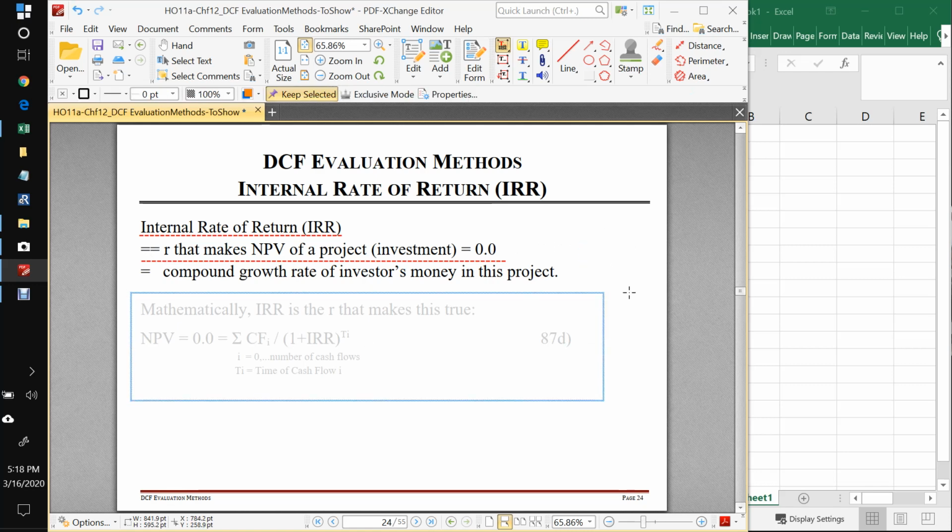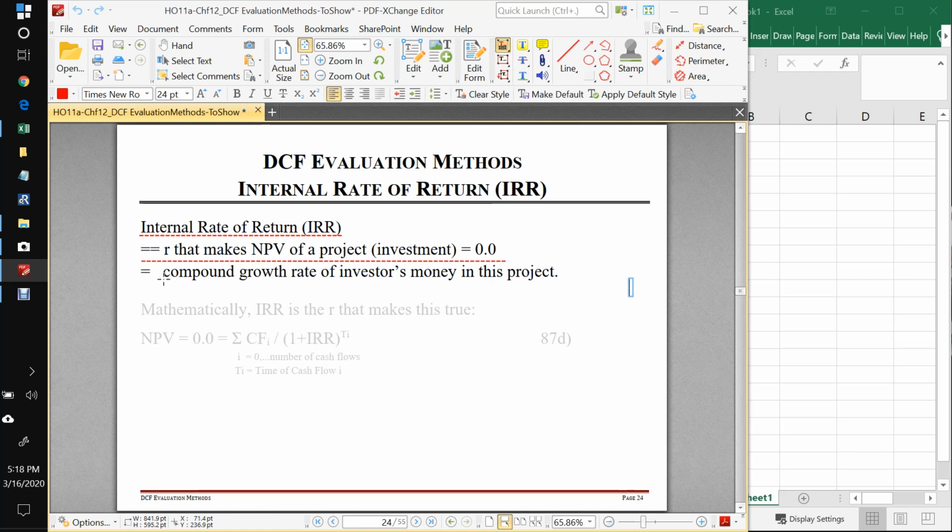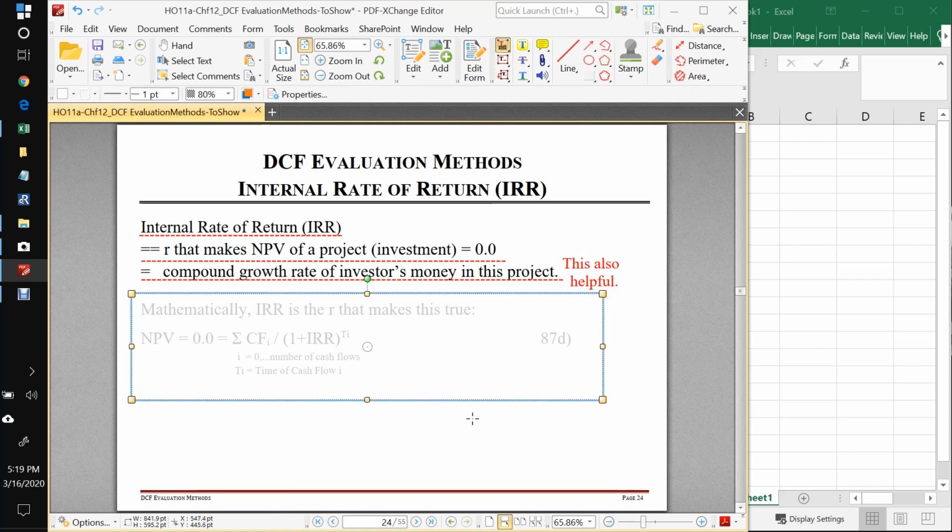Okay. And another way to think about it is it's the compound growth rate of an investor's money in this project. So you can think about it that way too. This is also very helpful. So I would recommend memorizing this too. So I'll put here that's also a helpful way to think about it.